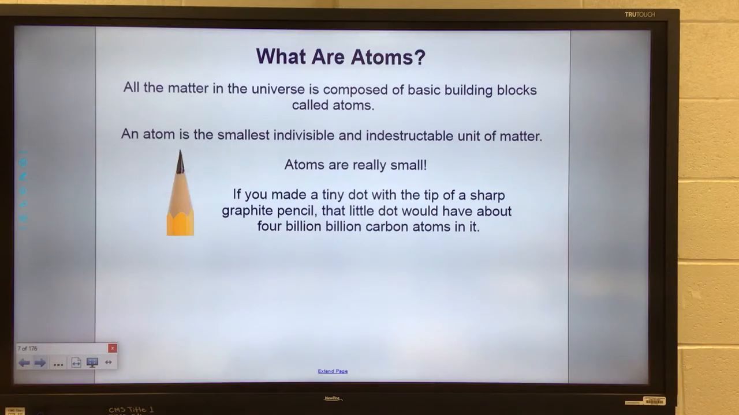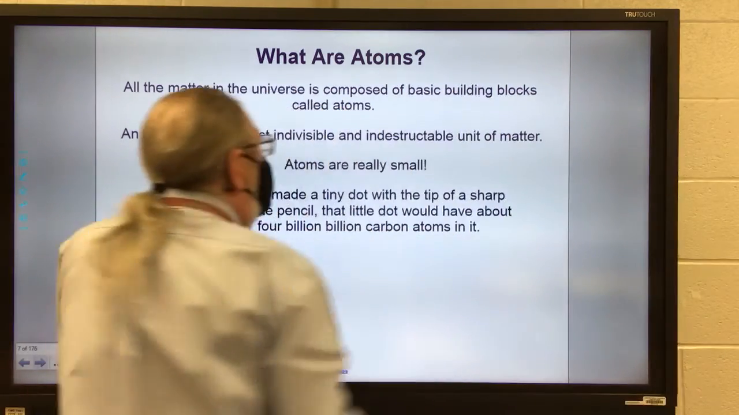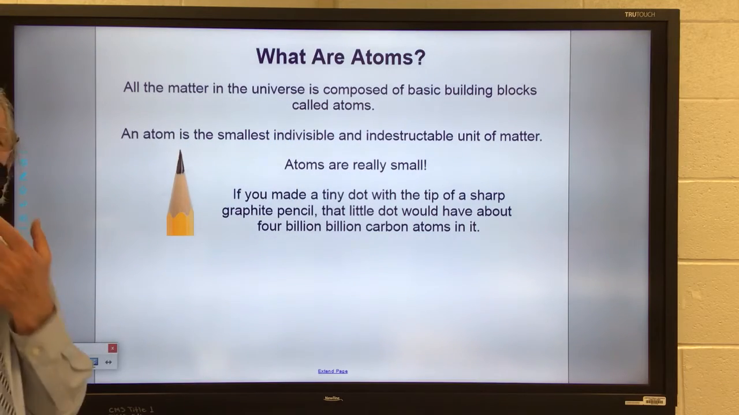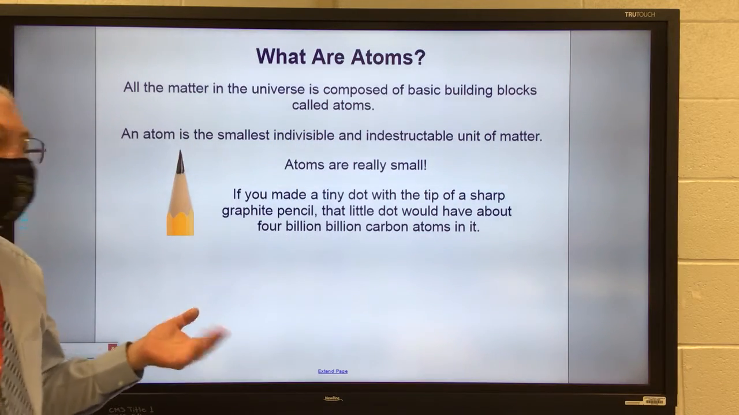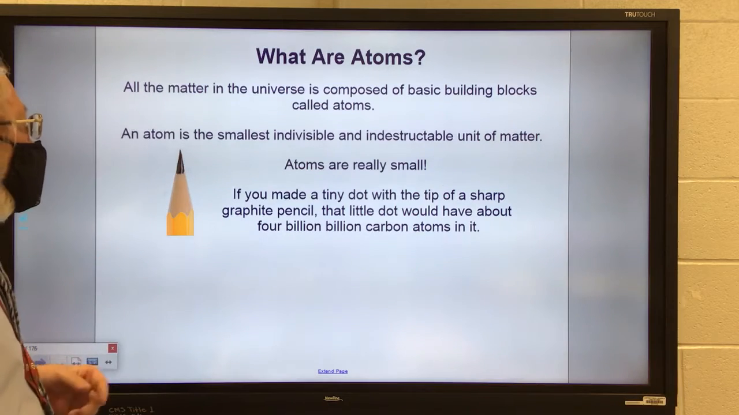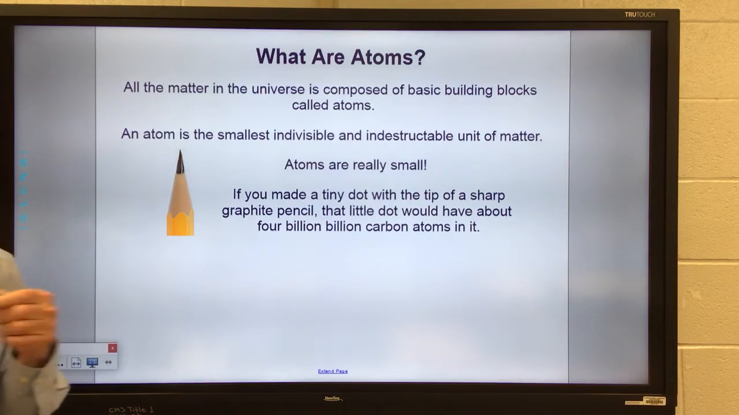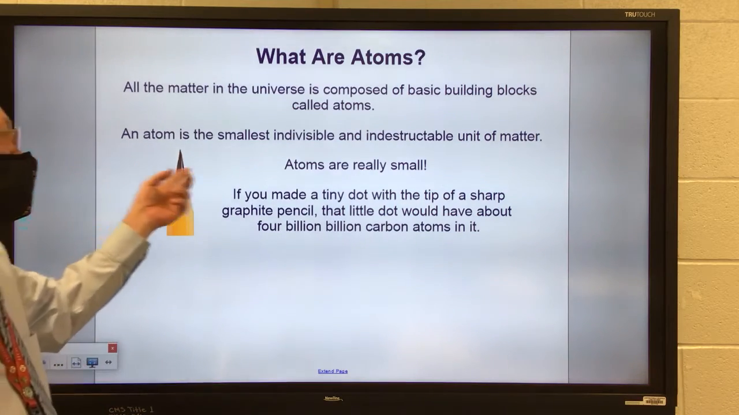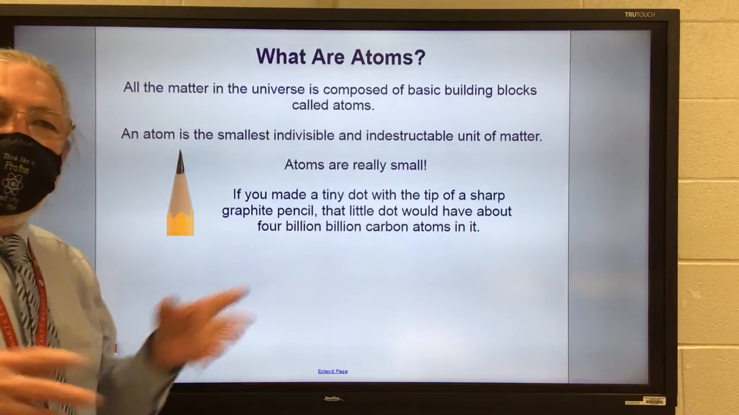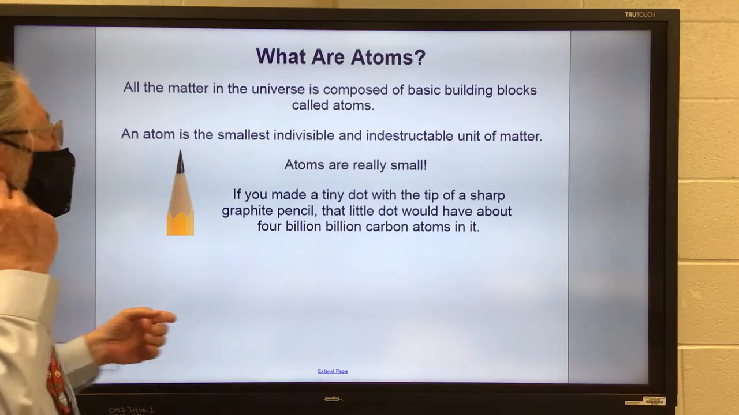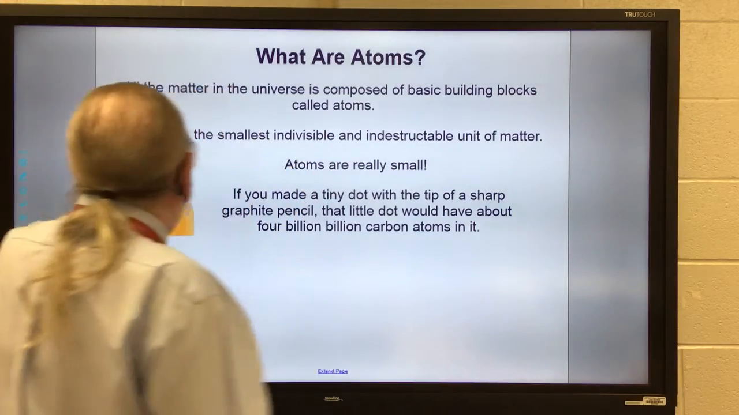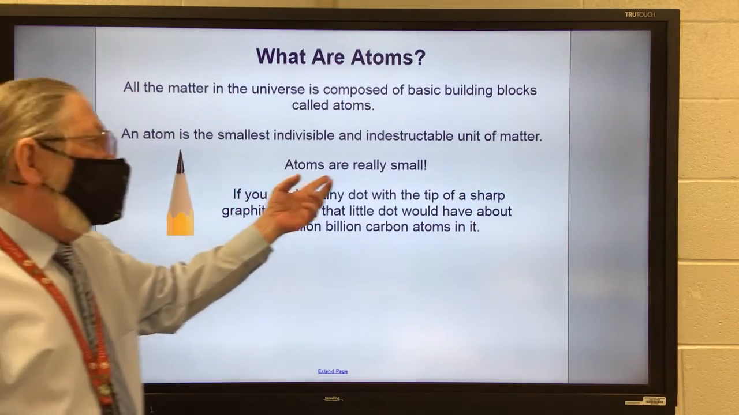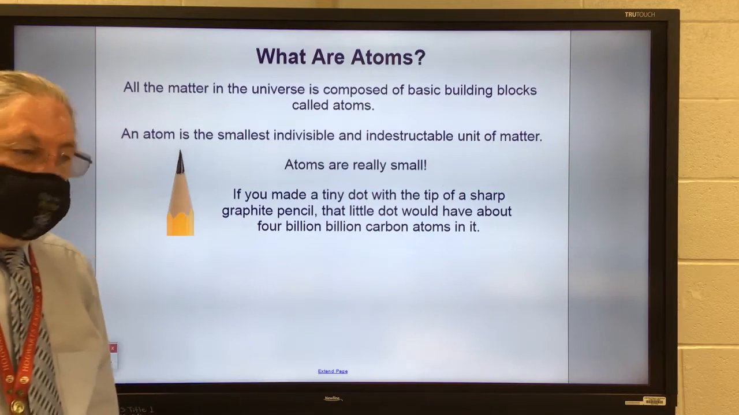Okay, so again, all the matter in the universe is composed of basic building blocks called atoms. That's what matter is made up of, atoms. An atom is the smallest indivisible, that means you can't divide it any smaller, and indestructible, that means you can't destroy atoms, they just change states. An atom is the smallest individual indestructible unit of matter.